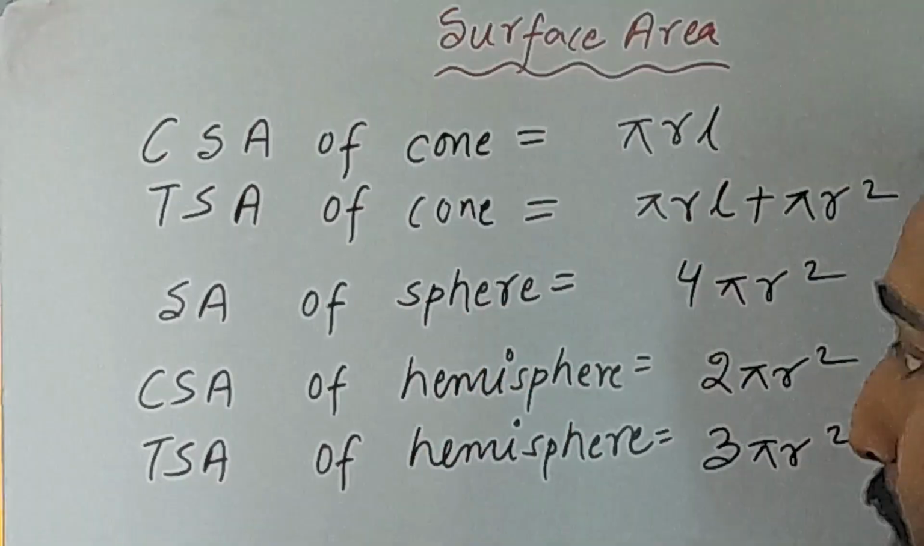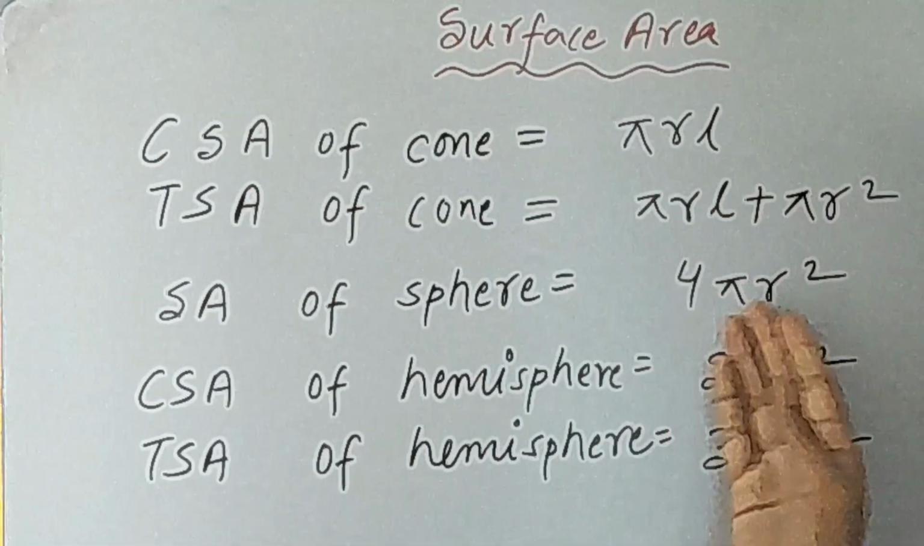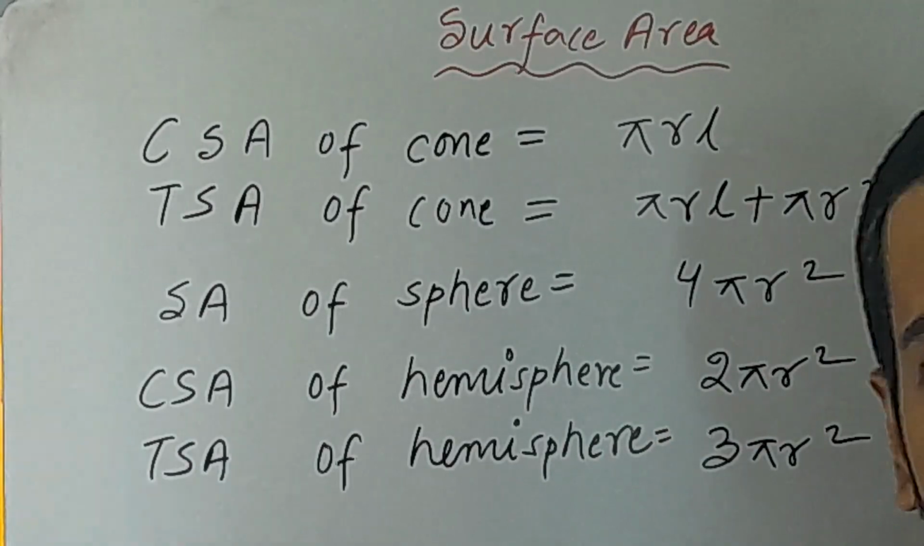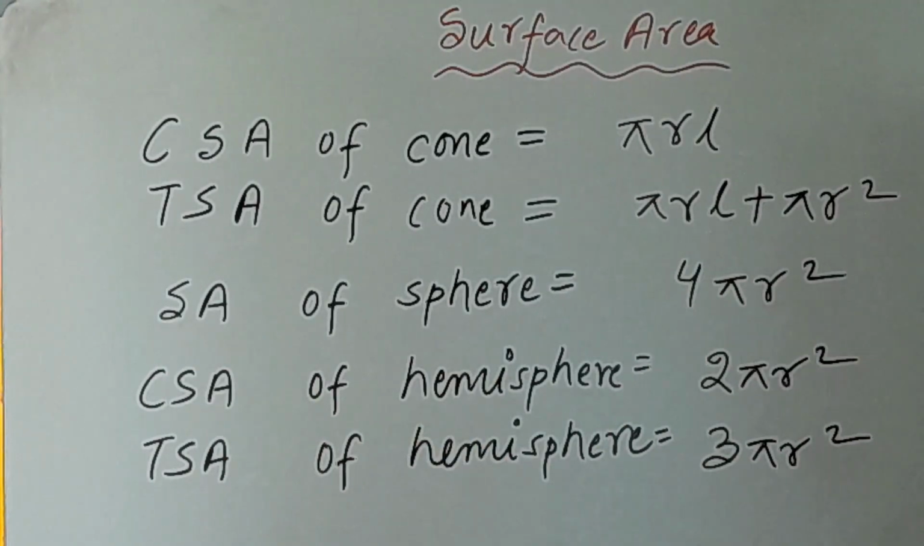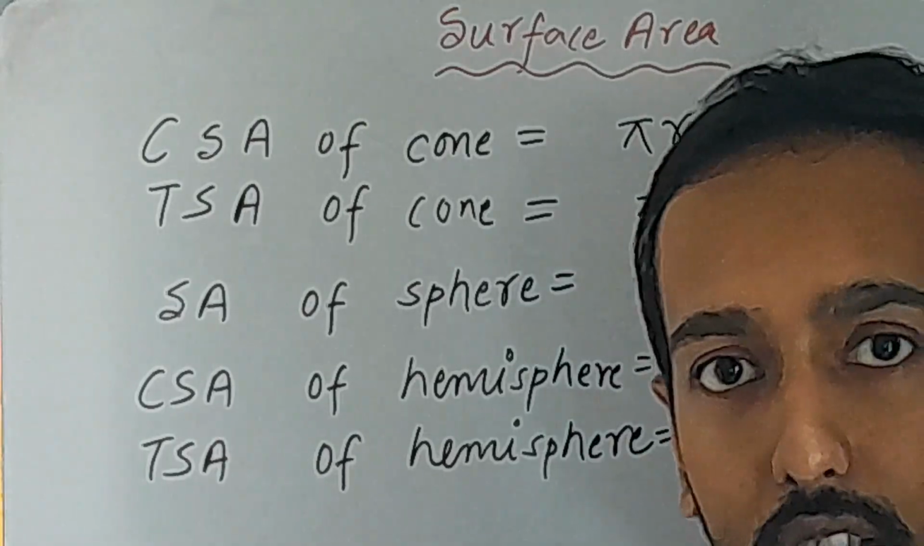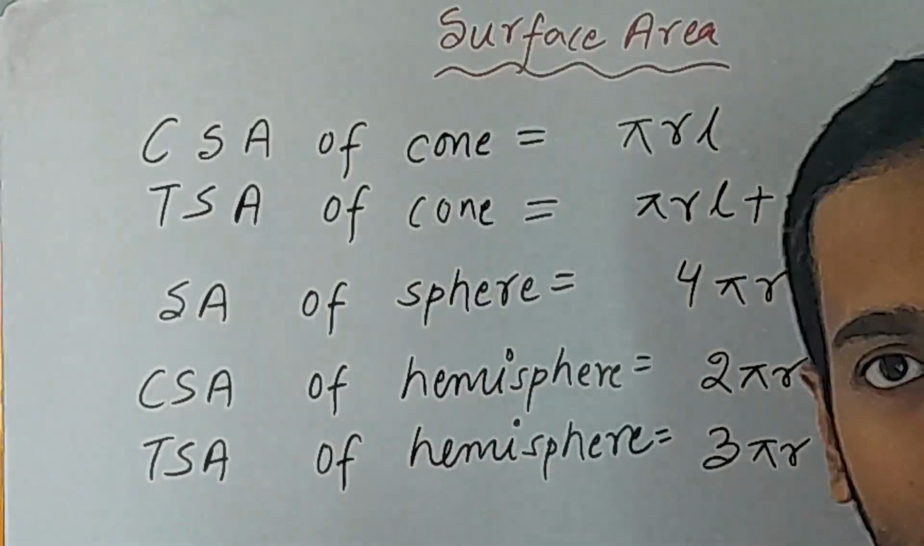Next, here is surface area of sphere. This comes out to be 4 pi R square. Again, R is the radius of the sphere. Next, this is the surface area of the sphere. I also want to tell you that there is no such thing as curved surface area or total surface area for a sphere. There is only surface area of the sphere.